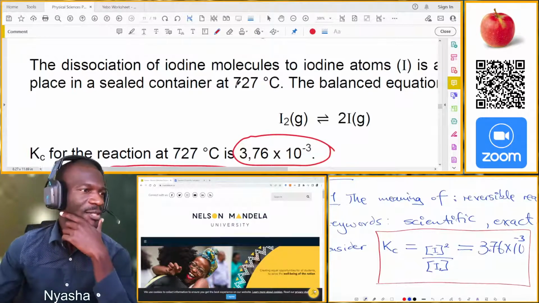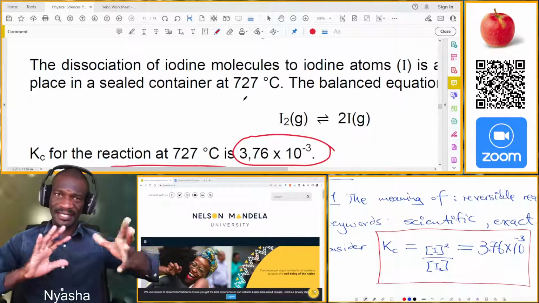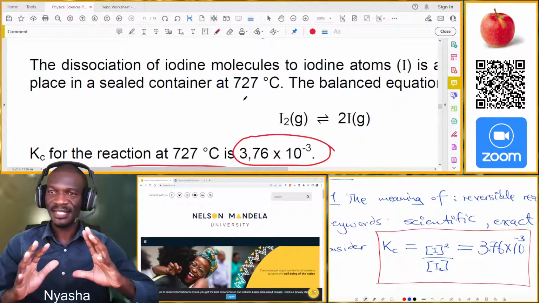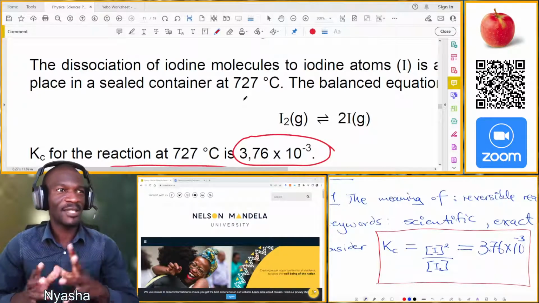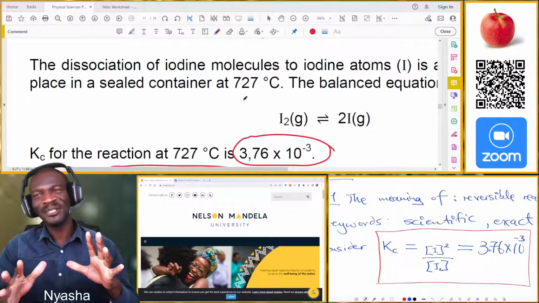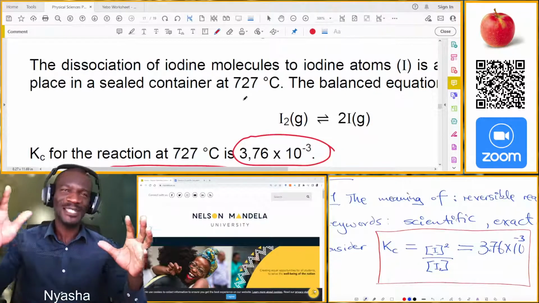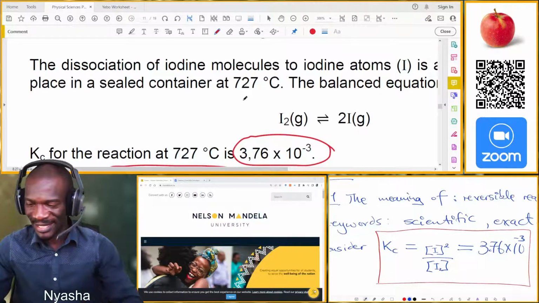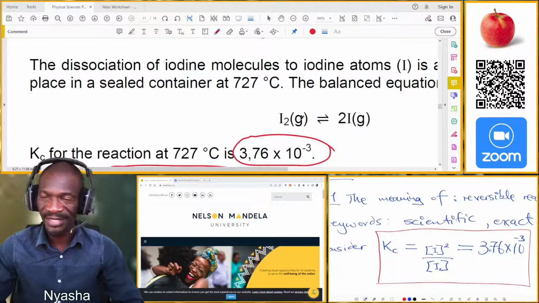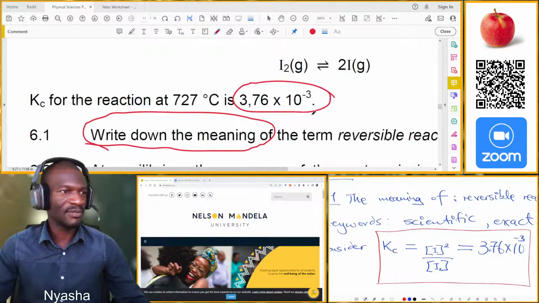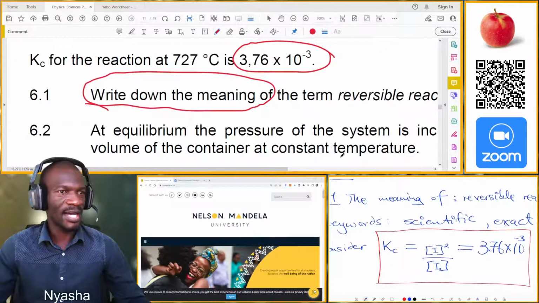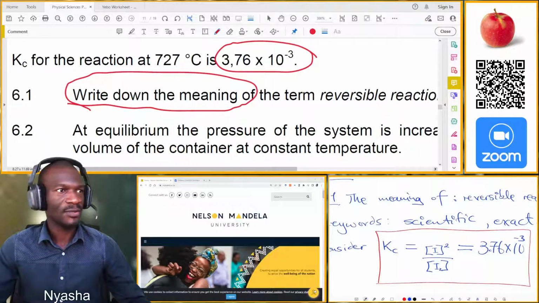Okay, so these are some of the similarities, right? And these are some of the things that you can take advantage of as you practice, because these questions will change here and there, but they will not be completely out of what you have been seeing before. Okay, so that is what we've seen. We've seen that the question required us to find the meaning of the term reversible reaction and so forth.